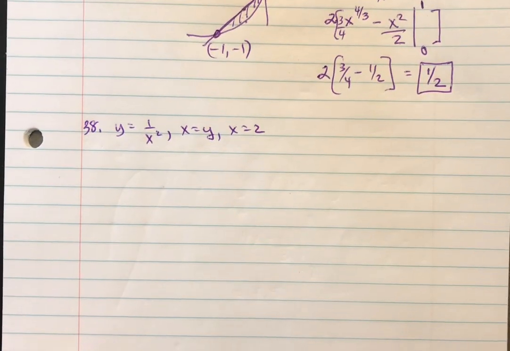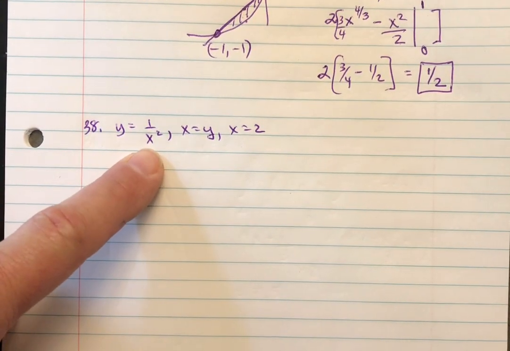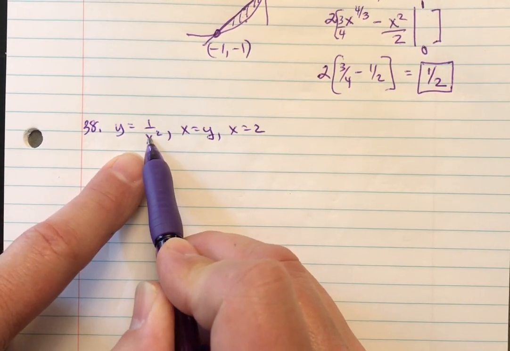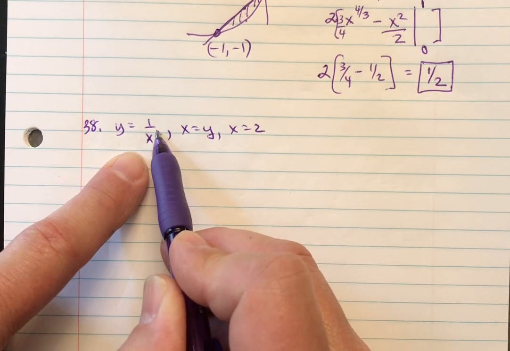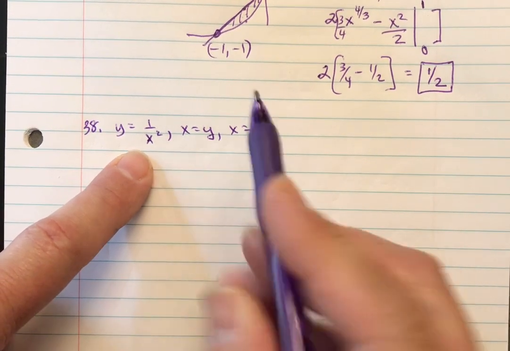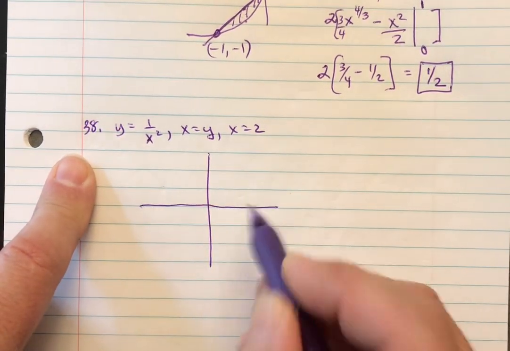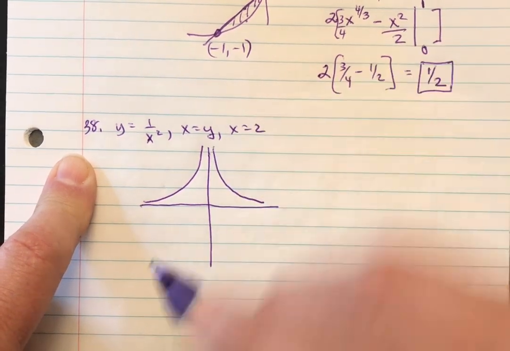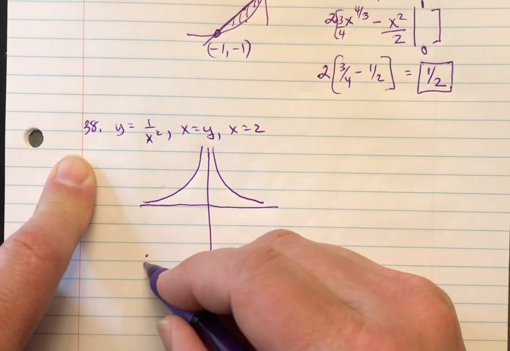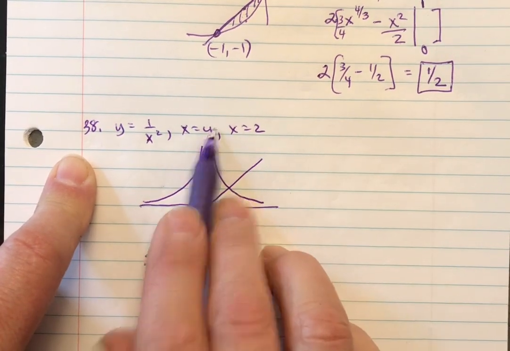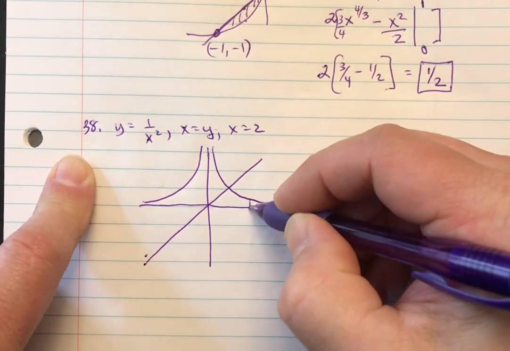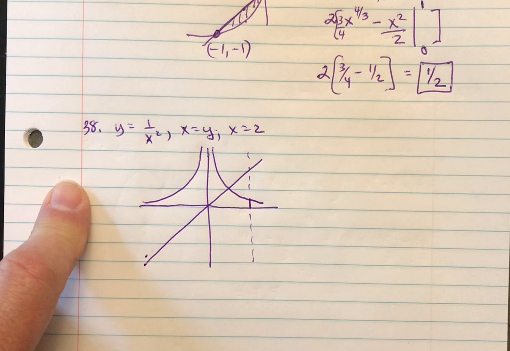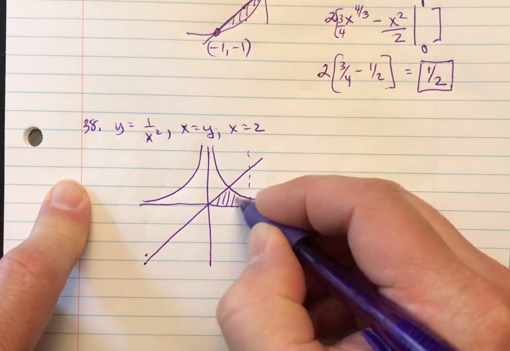Now, for number 38, if you sketch this, you have a point of discontinuity here at 0. The reason is you have a vertical asymptote at 0. Actually, the function is undefined at 0. You have a vertical asymptote. And then you have y equals x, and then you have x equals 2. So here's your line like that. And we want to find the area right here.